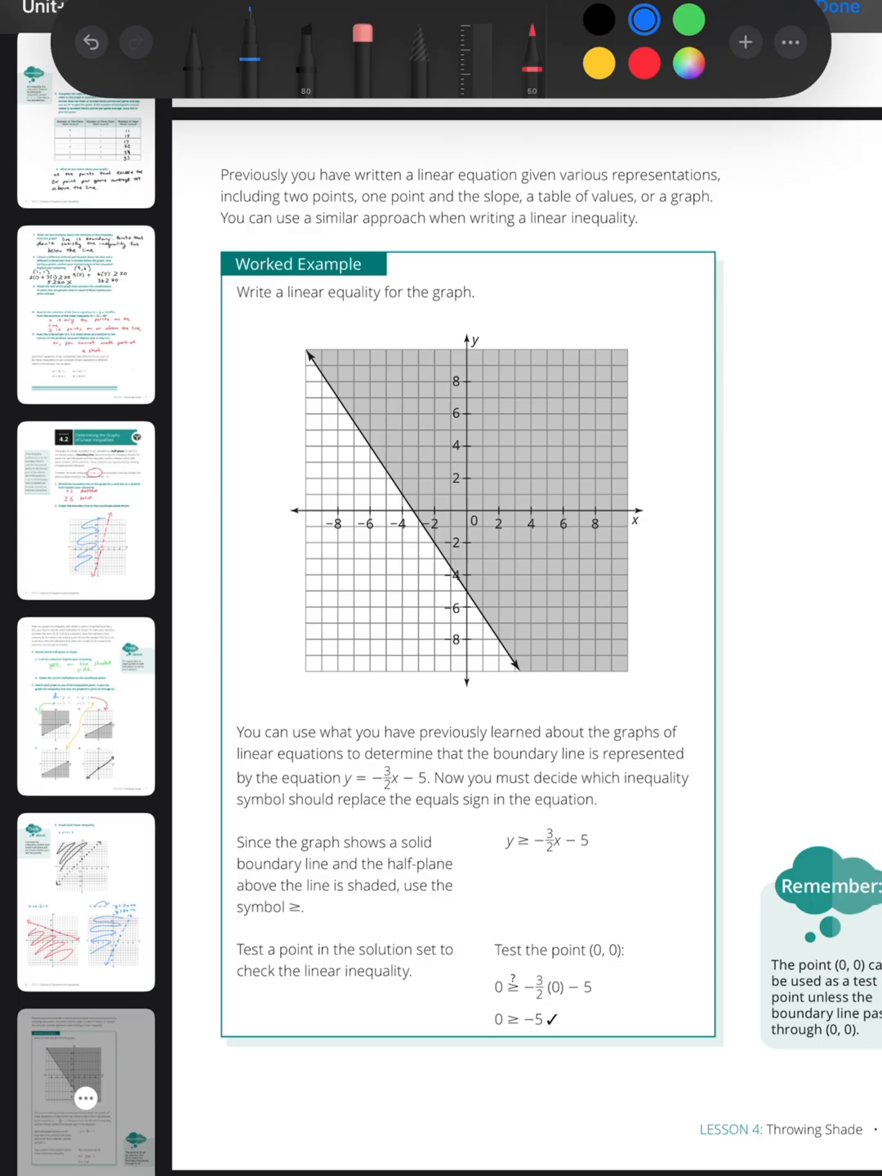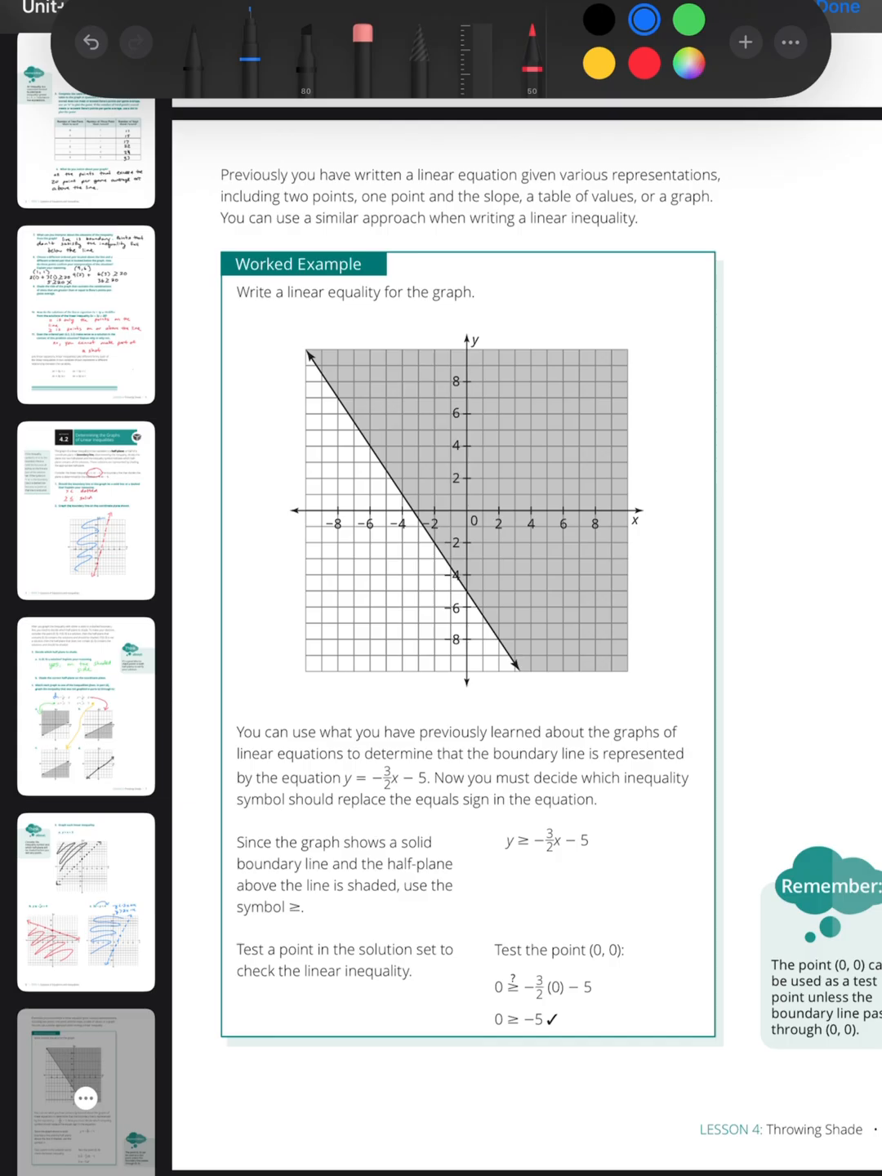Okay, the next page, just recapping everything we just used to graph those on the previous page. It says previously you've written a linear equation given various representations, including 2 points, 1 point and a slope, a table of values, or a graph. We can use that same approach when we're writing a linear inequality. So if we want to write a linear inequality from a graph, think of it as the reverse of what we were just doing. We can look at the line, determine if it's solid or dotted, and whether it's shaded above or below it to see if it's a greater than or less than sign, and then pick out my y-intercept and my slope.